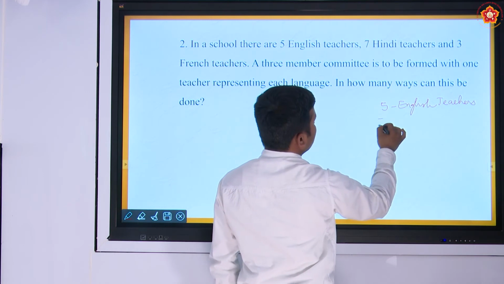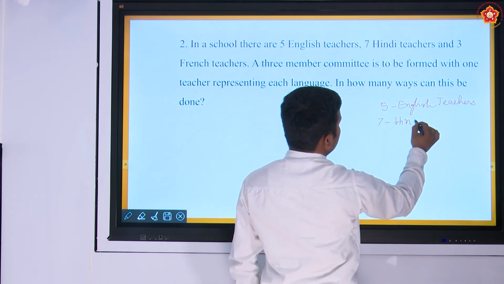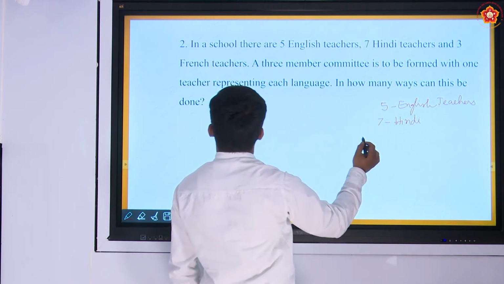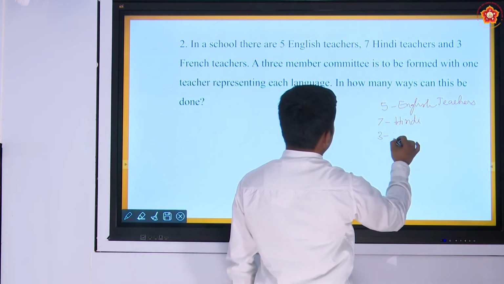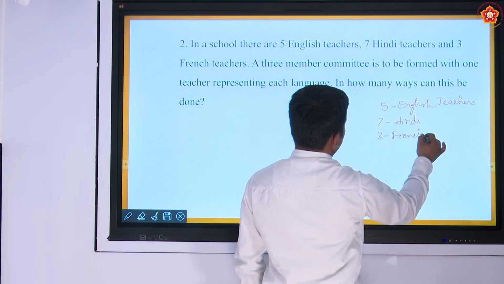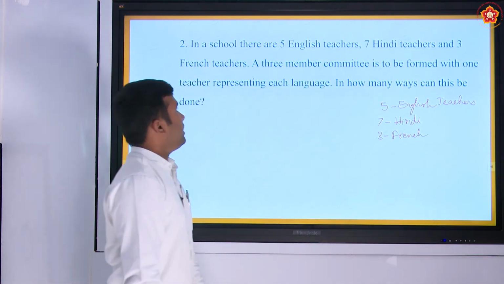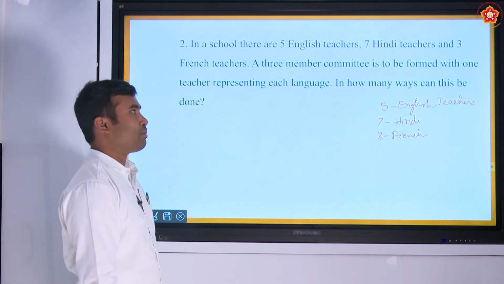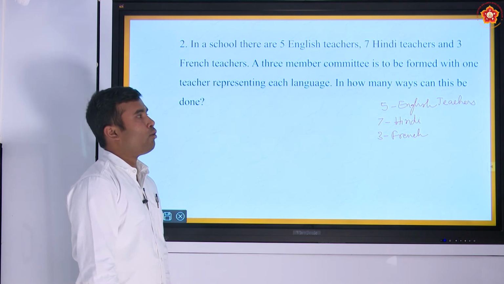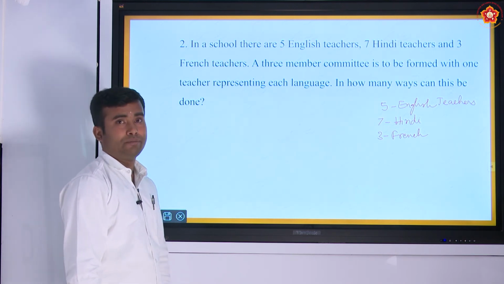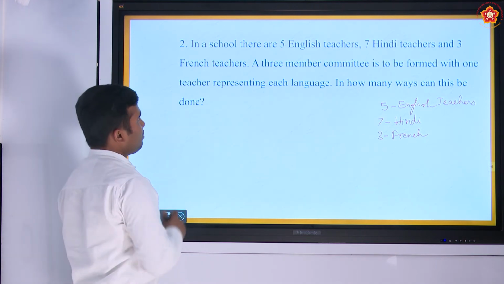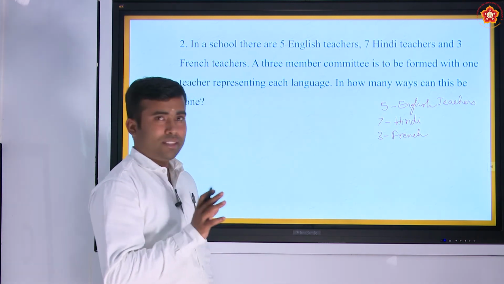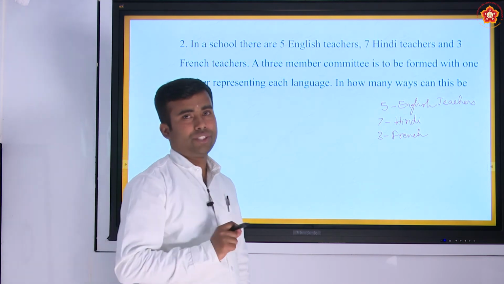And there will be 7 Hindi teachers, and there will be 3 French teachers. And the question here: a 3-member committee is to be formed with one teacher representing each language. In how many ways can this be done? Here there will be a committee of 3 members, and each should have a language teacher, right?